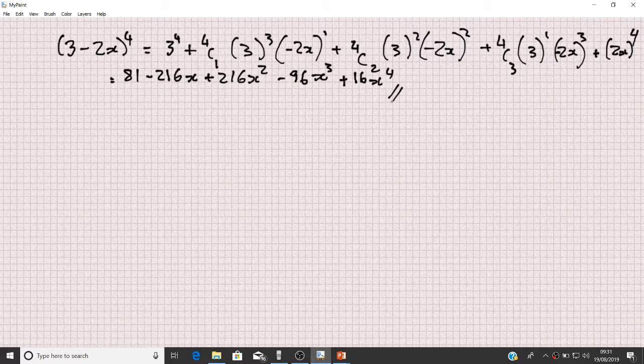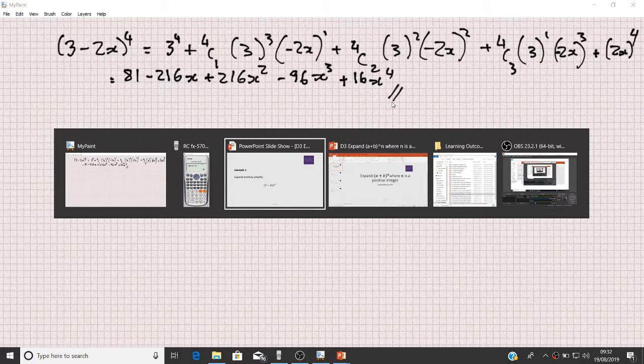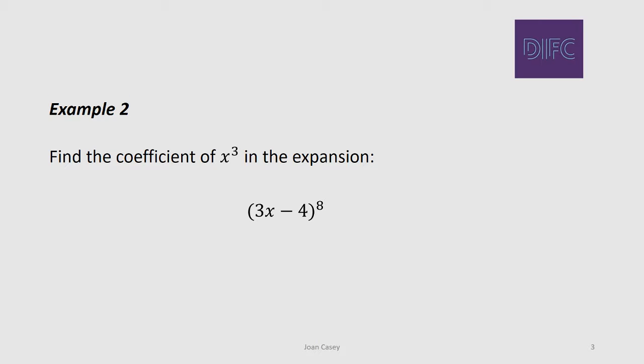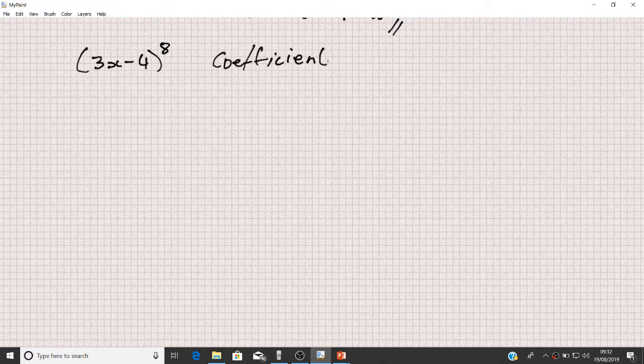Okay, so that's example 1 complete. Let's take a look at the next example. And the next example is to find the coefficient of x cubed in the expansion (3x - 4) raised to the power of 8. So we take a look at that example. It's (3x - 4) all raised to the power of 8. And we're looking for the coefficient of x cubed.